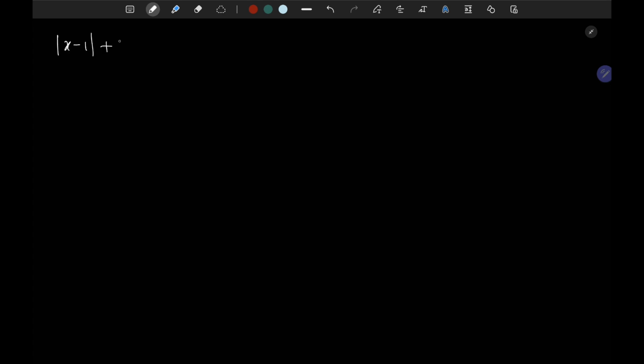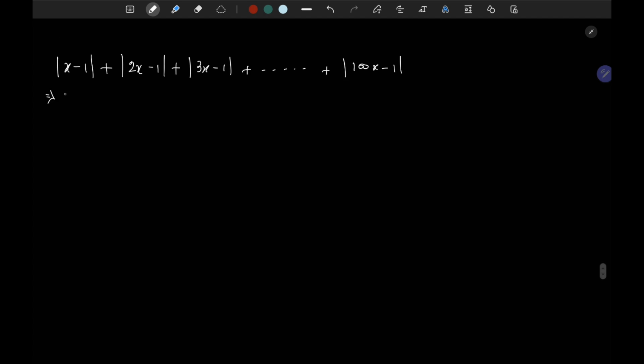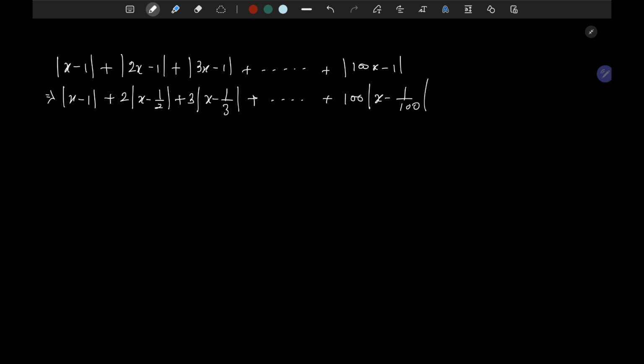The problem was mod x minus 1 plus mod 2x minus 1 plus mod 3x minus 1 plus dot dot dot mod 100x minus 1. What we will do is we will take common the coefficients such that the coefficient of x within the modulus becomes 1 for each of the moduluses. So mod x minus 1 plus 2 times mod x minus 1/2, plus 3 times mod x minus 1/3, plus 100 is common and this becomes 100 times mod x minus 1/100.